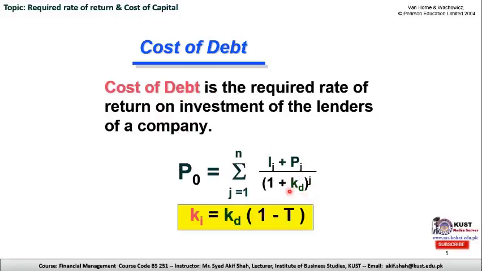But we are interested in finding the after-tax cost of the debt instrument, referred to here as k subscript I, which is equal to the kd we have calculated with the help of this formula times 1 minus the corporate tax rate, because this interest is a tax-deductible expense.